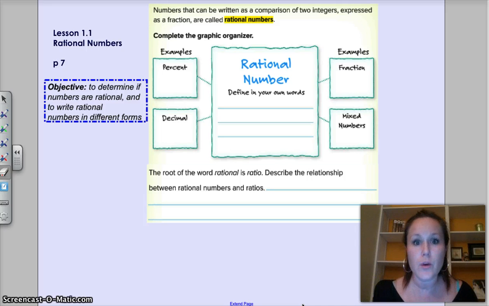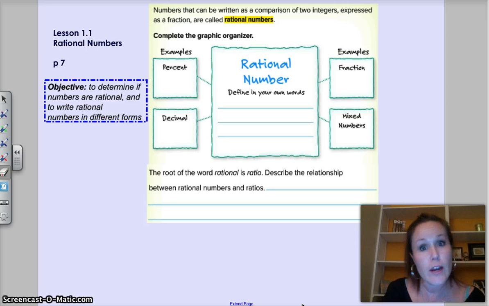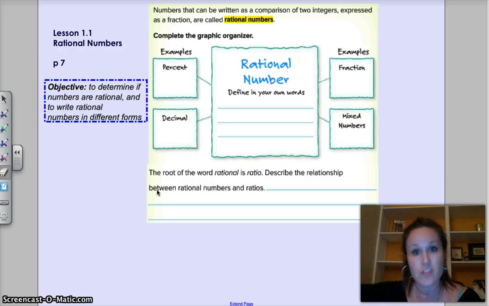Ultimately, we need to start with what a rational number actually is. And I'm going to be writing some stuff with my fancy pen. So if you see my arm moving, it's not just randomly moving. I'm actually writing some stuff down.